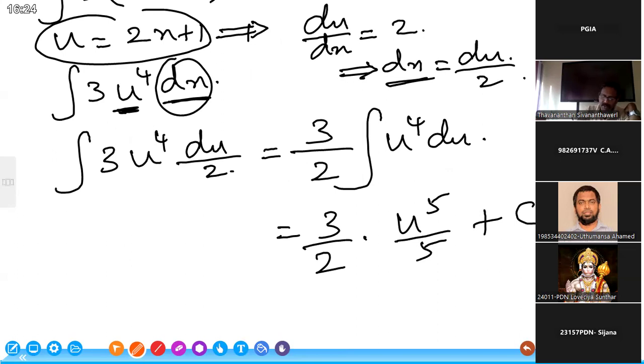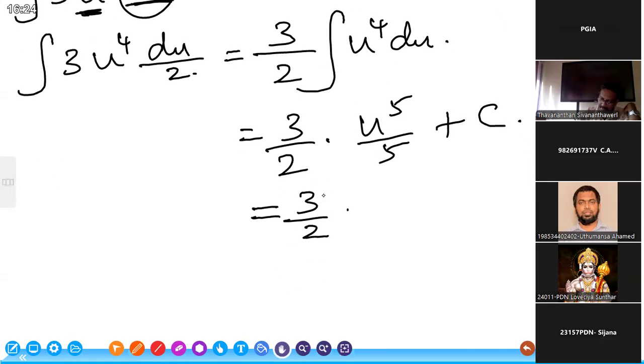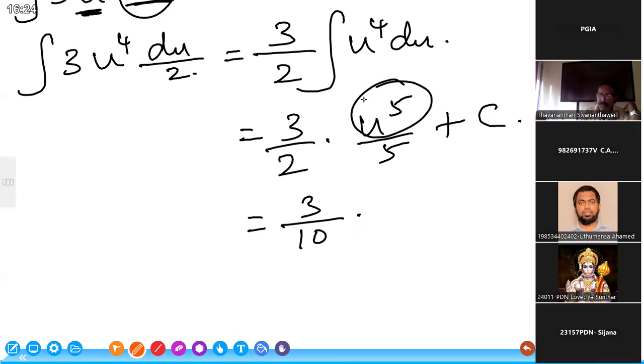Now we know what is u. 3 by 2 into, so we say 3 by 10 into, what is u? u is 2x plus 1, whole thing to the power 5 plus c. So that is my answer. Any questions? So that is by substitution.